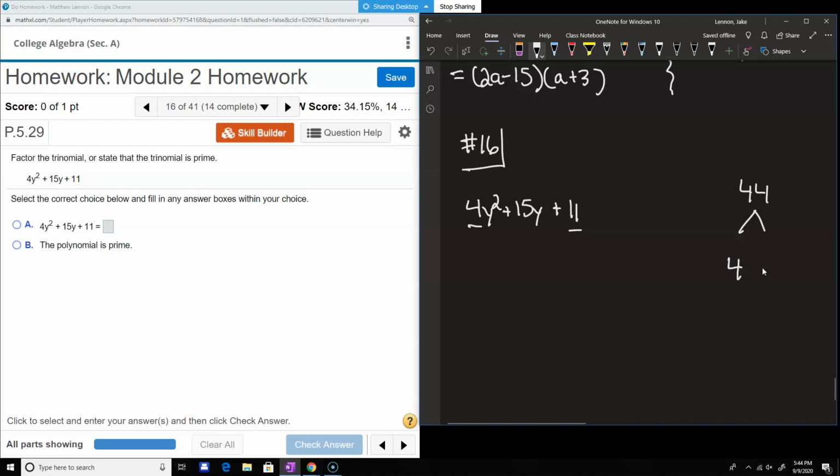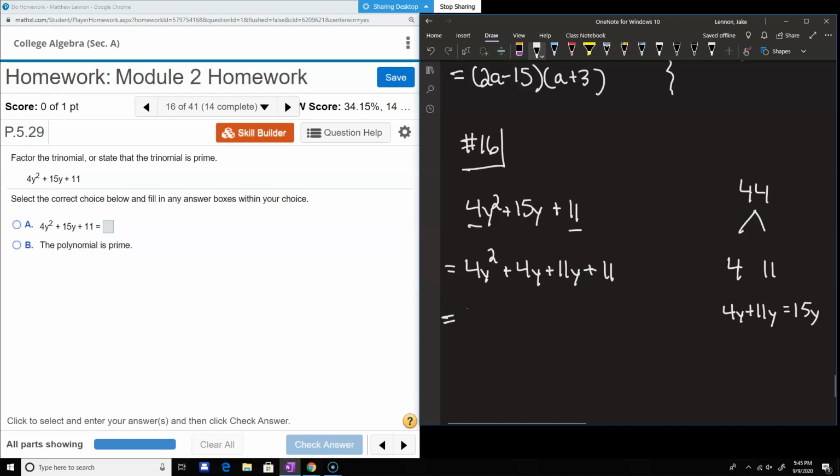So 4 and 11, which just means we're taking that middle number and writing it as 4y plus 11y. We're replacing the 15y by that. It's kind of like a clever form of the same expression. So 4y squared plus 4y plus 11y plus 11. And then we just split it up into the first two things that are added together and the second two things that are added together. And we look for the greatest common factor of each one of those.